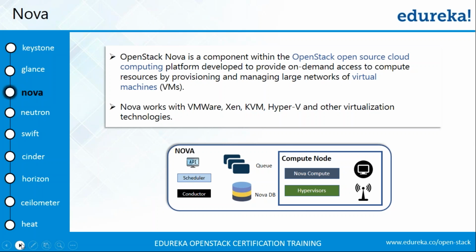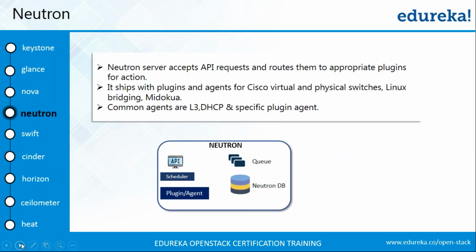So moving on to the next service, we have Neutron. Neutron is a service in OpenStack that provides NaaS, which is known as Network as a Service, and Neutron is responsible for connecting all the different services of OpenStack together. This is how the Neutron service is laid out.